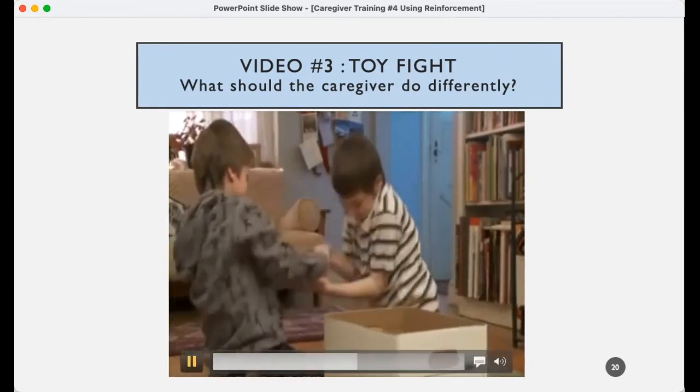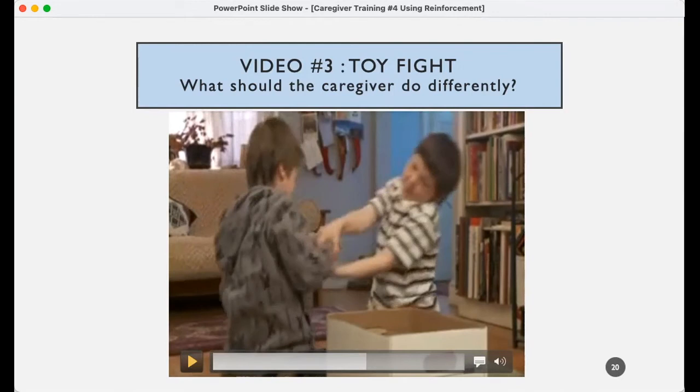So now you see the boy's behavior quickly went to the maladaptive category, right? We see fighting, we see physical aggression, and then mom walks back into the room and let's see what she does.